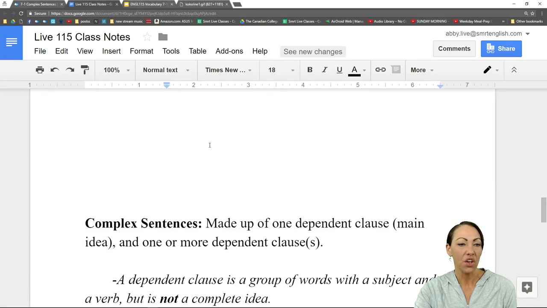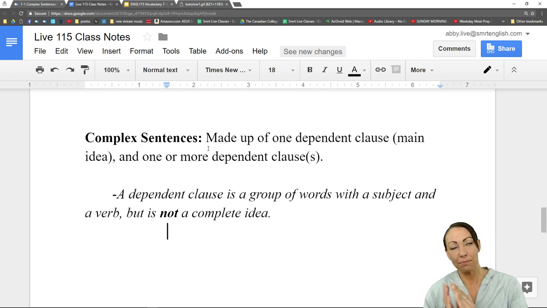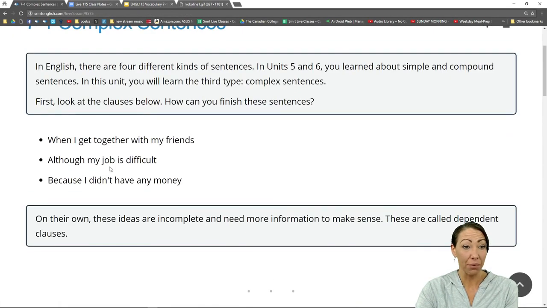But jumping over, so again, complex sentences, it's made up of one dependent clause, okay? But that dependent clause cannot be just by itself. It depends, it leans on the independent clause to make it a full and complete idea. So a dependent clause, once more, is a group of words. It has the subject, it has the verb, but unlike a simple sentence, it's not a complete idea.